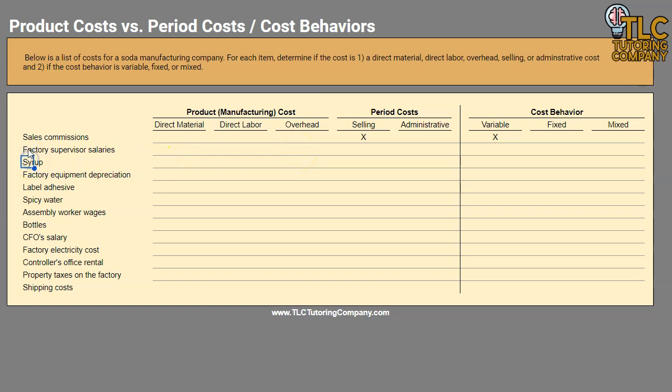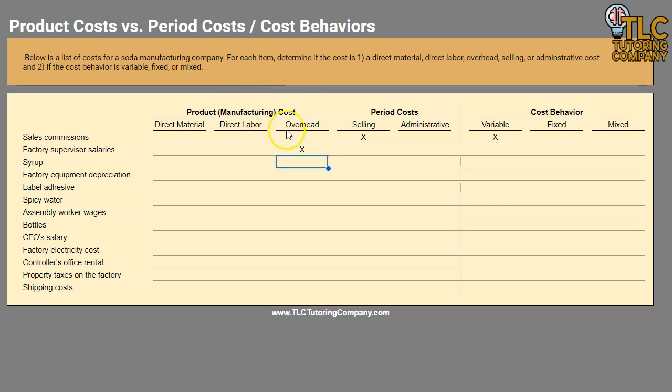So let's think about this again. Factory supervisor. It's obviously not a material. Now we have to ask ourselves, is it a direct labor? Well, the supervisor is the one who is overseeing the assembly. They are not actively assembling the good. So factory supervisor would not be a direct labor. If it's not direct material and not direct labor, but it is a manufacturing cost, that means it's overhead.